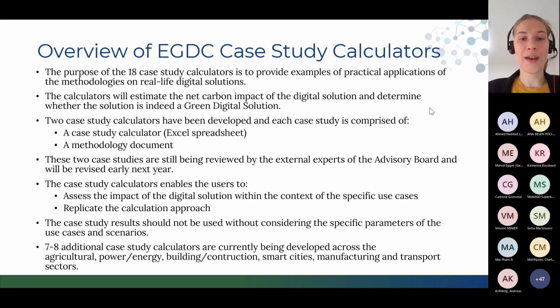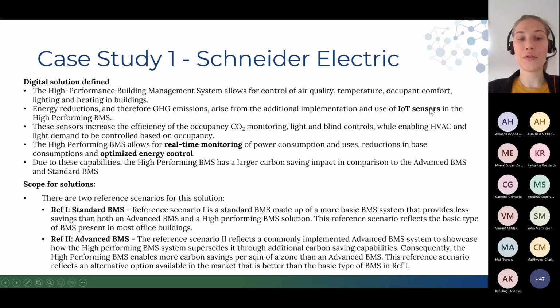Great. So we now want to go further into the 2 case studies that we've so far developed. So starting with case study 1, this is a case study that was submitted by Schneider Electric, and the digital solution in question is a high-performance building management system, which essentially allows for the control of air quality, temperature, occupant comfort, lighting and heating in buildings, and the energy reductions, and therefore obviously also the greenhouse gas emissions, come from the additional implementation of IoT sensors in this high-performing BMS.